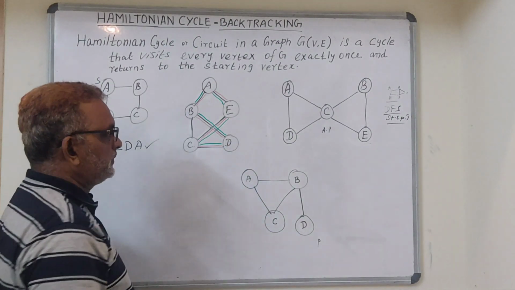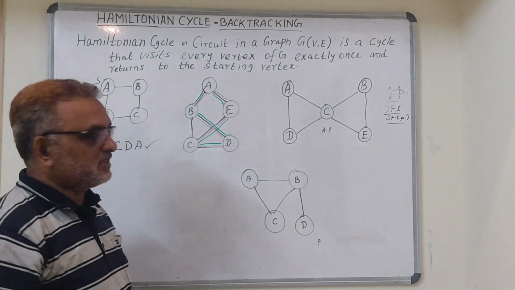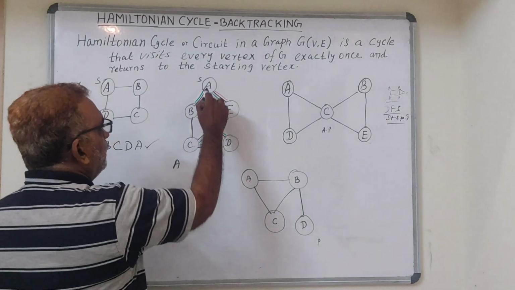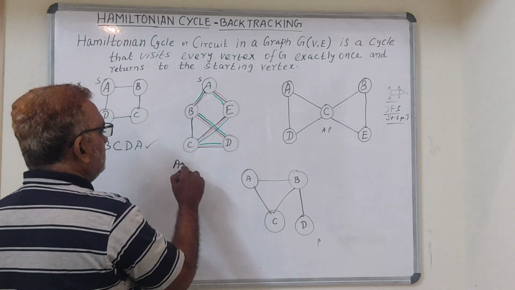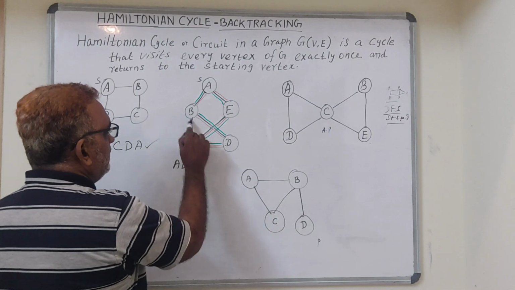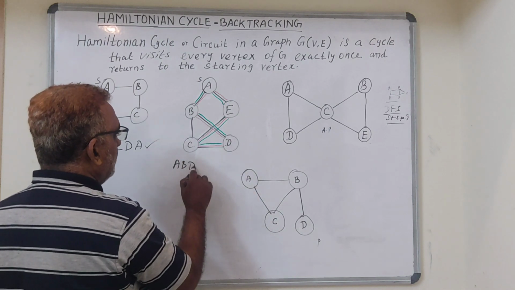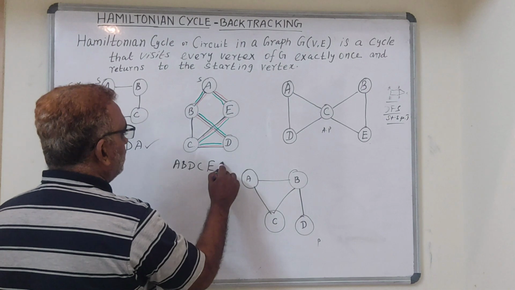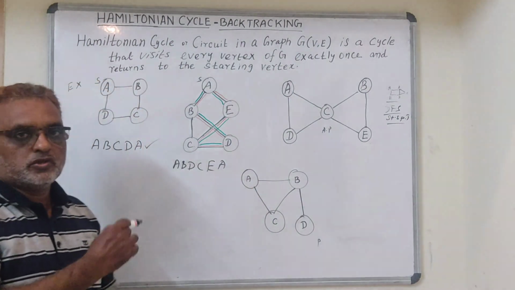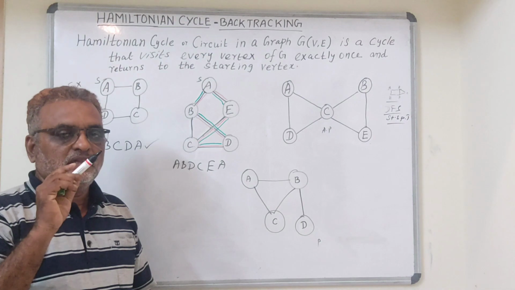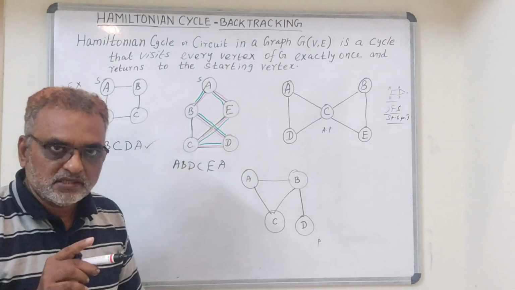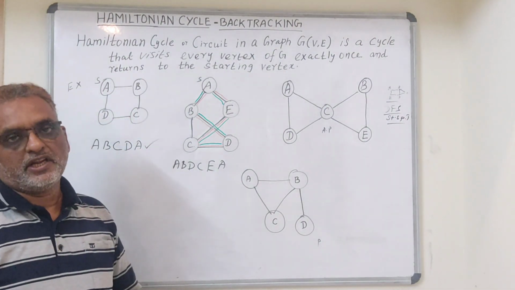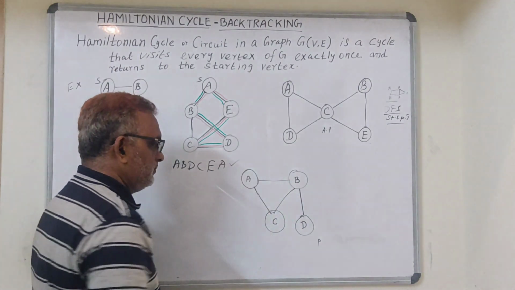Take another example in which 5 vertices are there. Let us consider we start from A. From A we can travel to B. After visiting B, you can go to D, then C, then E. From E, you are able to come back to A. So in this case, each and every node is visited at least once, and again you should return to the starting node. So this is a Hamiltonian cycle.